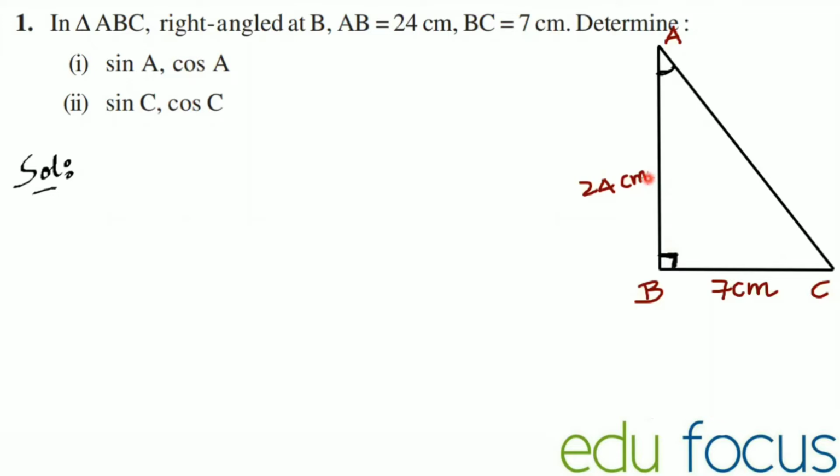In this type of problem, where we are finding the ratios, we need all the three sides. So we need AB, BC, and AC also, which is the hypotenuse. So let us first find AC. Because this is a right angle triangle, we can apply Pythagoras theorem to find the hypotenuse, which is AC.